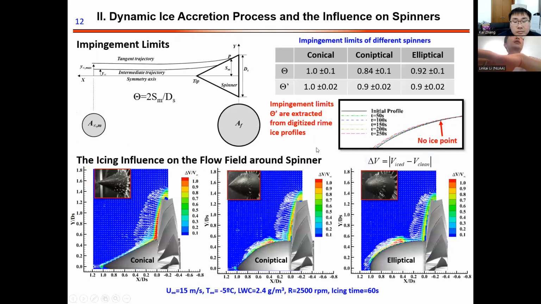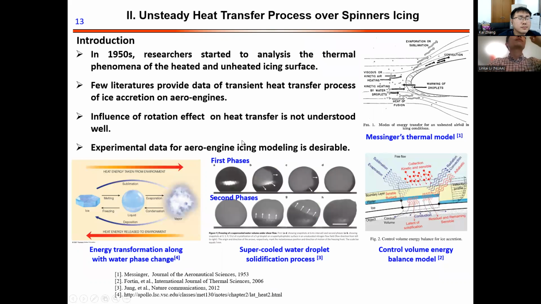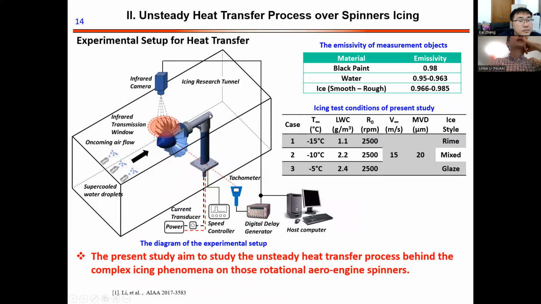After I investigated the ice accretion process on the spinner, I wanted to investigate deeper how the heat transfer behaves in this process. The second part is the unsteady heat transfer process over these three kinds of spinners. It's the same setup, but an infrared camera is used to record the transition process and the temperature distribution on the spinner surface.